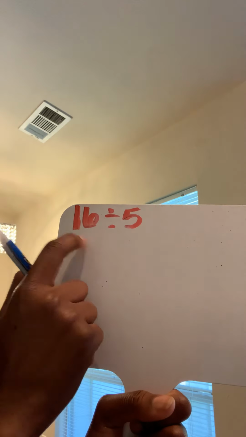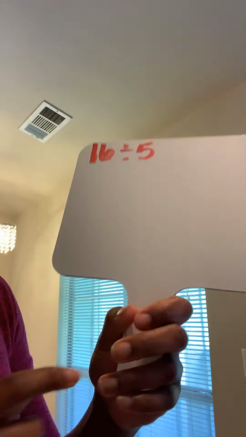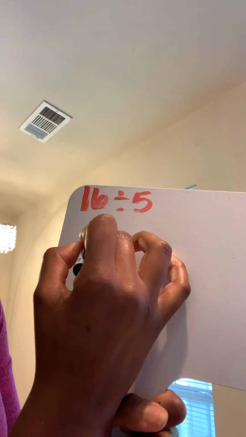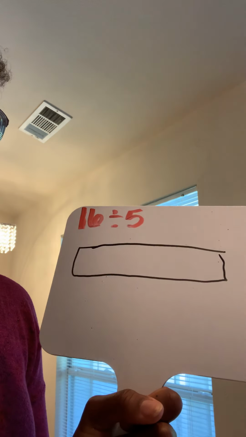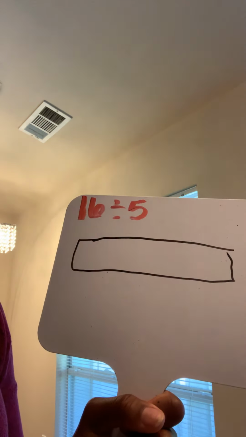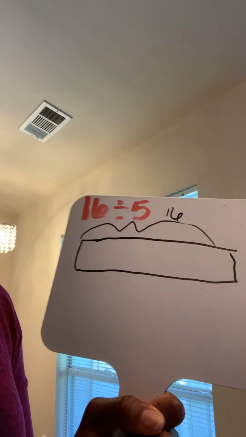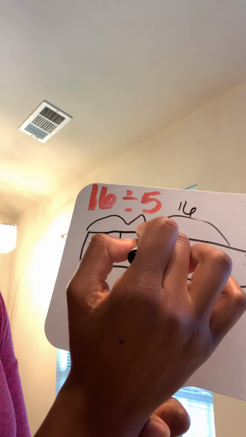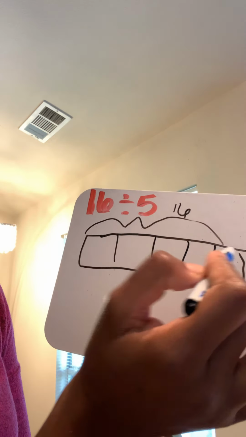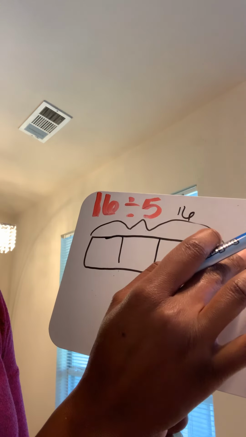All right, this problem is 16 divided by 5. And we're going to follow, once again, those same 3 steps. We've got to draw that tape diagram out. So our big piece of tape is going to represent the number that is being divided, which is 16. Okay? And our 16 is being divided by 5, so I'm going to partition into 5 pieces.